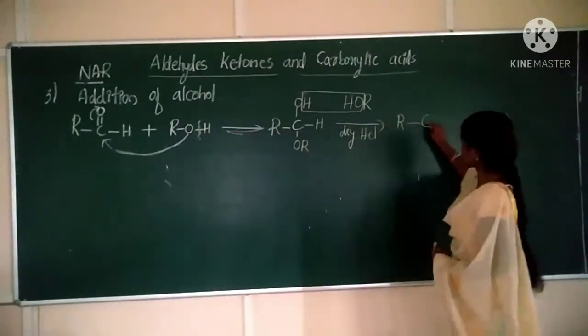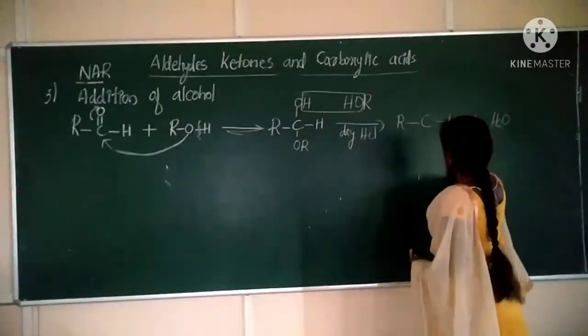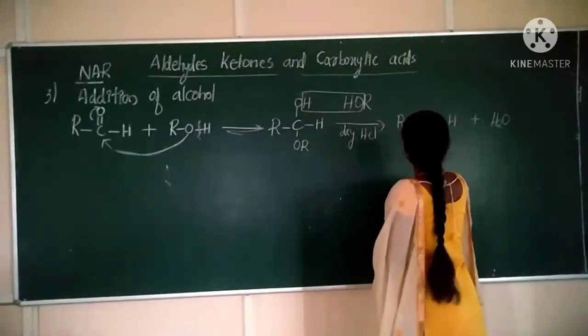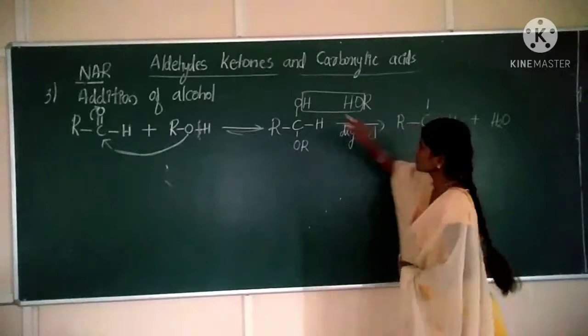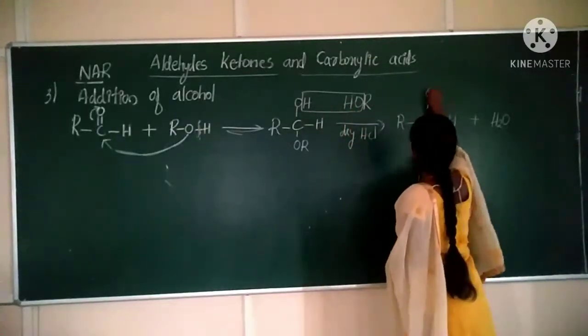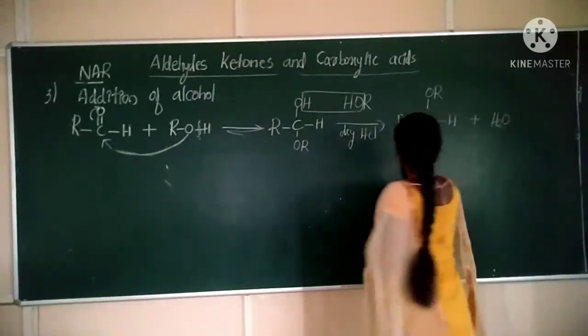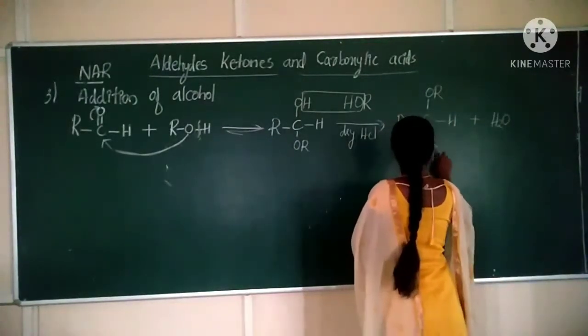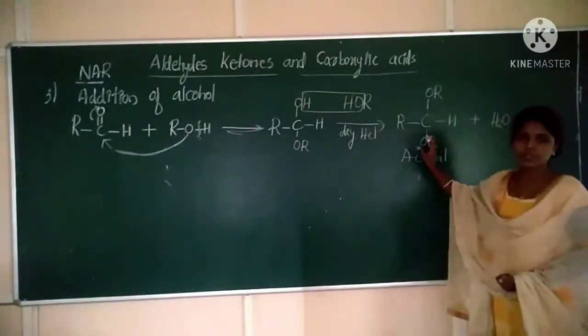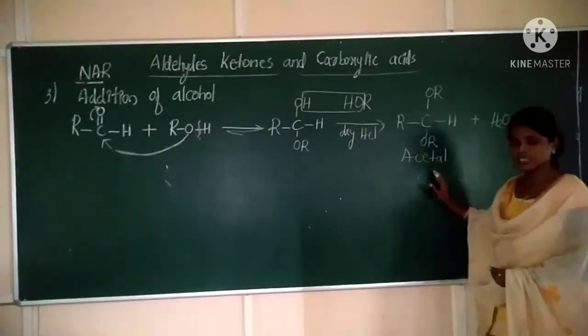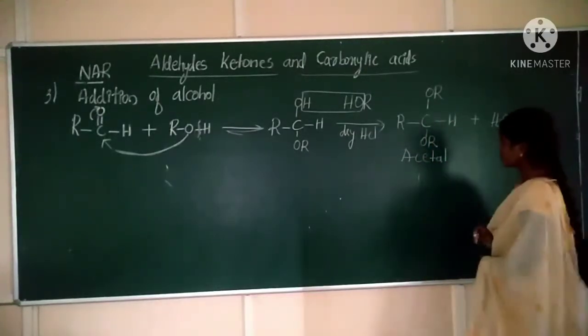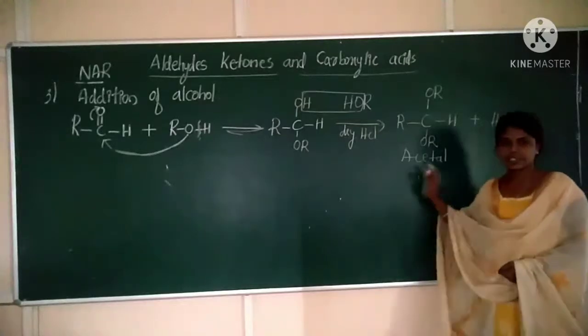So what we have here? R C as it is, H here, O at the bottom side, and here again oxygen and R is remaining, OR. Now this group is said to be what? Acetal group. What is the name for this compound? Acetal compound. Acetal. Okay.